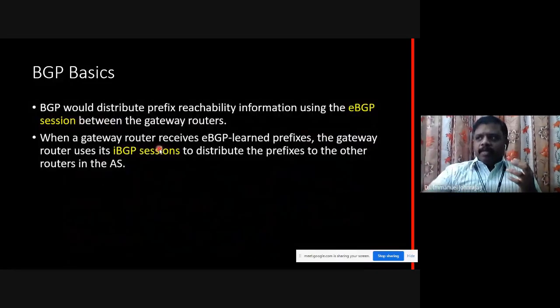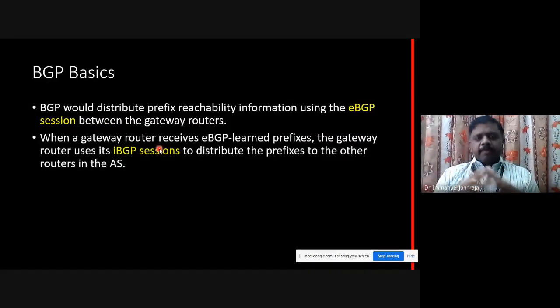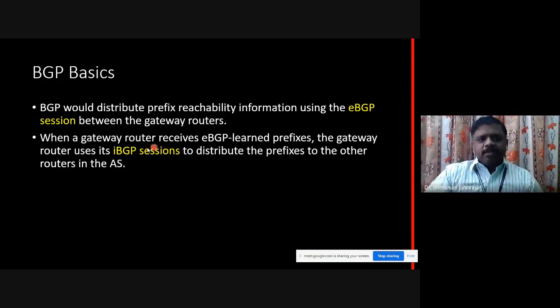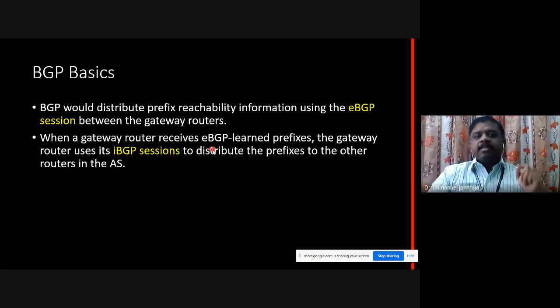So when you get the reachability information from another autonomous system, it is eBGP which is completing that task, okay, to your gateway router. Now, how does the gateway router give this reachability information to all its internal routers within its autonomous system? By using iBGP, right? So when a gateway router receives the eBGP learned prefixes, the gateway router uses the iBGP sessions to distribute the prefixes to other routers in its autonomous system. All right, so you have got BGP running in two different modes. One is eBGP, the other one is iBGP.